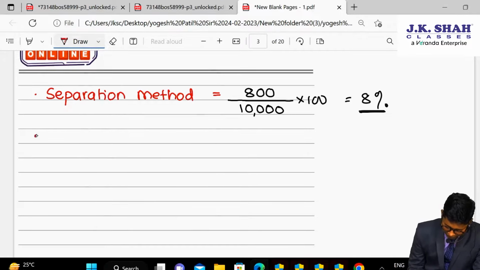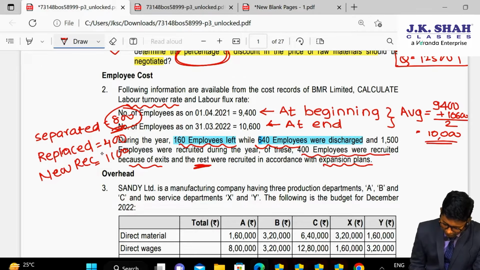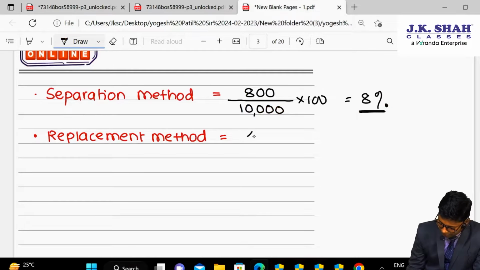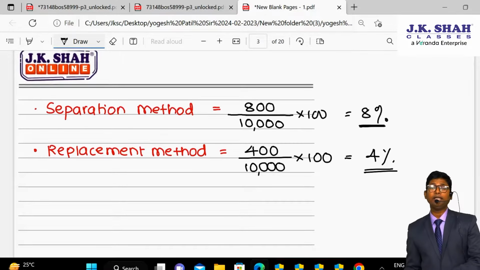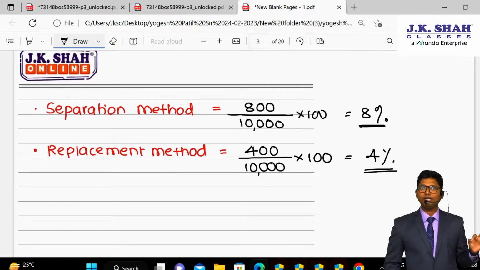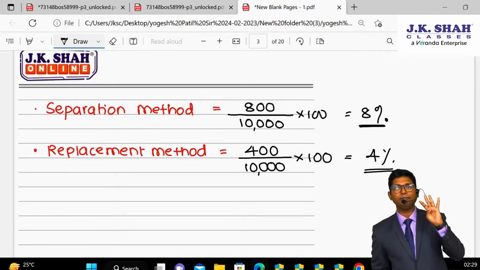After separation, the next method to be used is the replacement method, and as per the given information, all the vacancies were not filled up by the personnel department, that is, the HR department. Only 400 employees were recruited as replacement for the exits, and when you divide these 400 employees by 10,000 and multiply by 100, you will get exactly a 4% replacement rate. So it concludes that 8% vacancies got created, out of them 4% replacements took place, and 4% replacements can still be done.